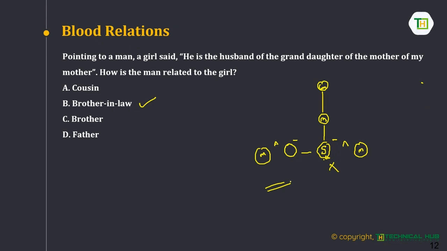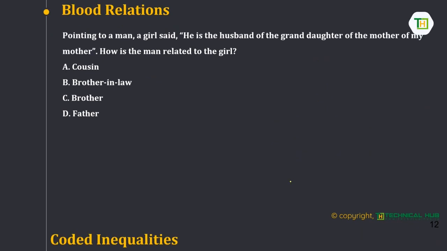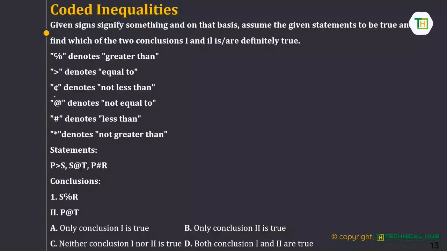Okay, next one. Yes. So this is inequalities. So given the options means statements and conclusions. Write down here. Percentage or caret denotes greater than, and greater than denotes equal to, and the copyright symbol denotes not less than, and at the rate denotes not equal to, and hashtag denotes less than, and star denotes not greater than.